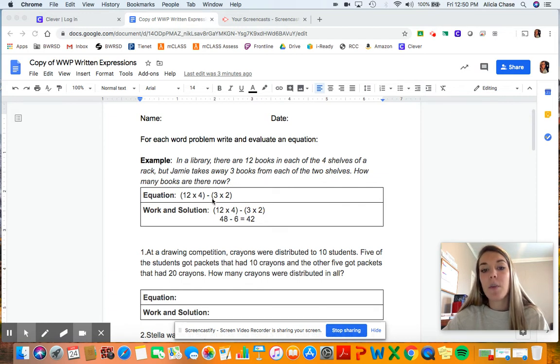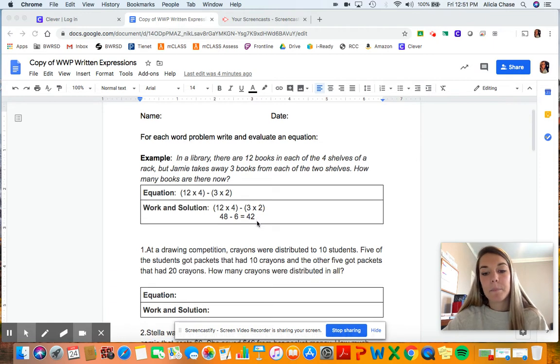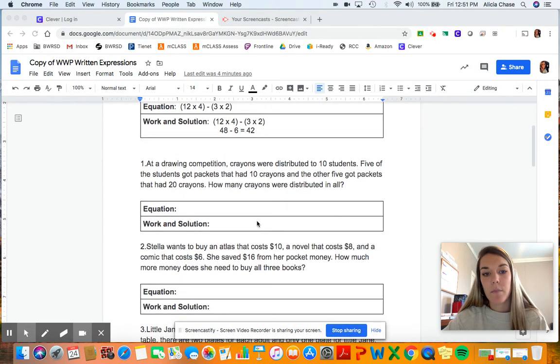She puts these in parentheses like this so that we know you need to group them together. So when you solve it, you're going to do each parenthesis. So she did 12 times 4 is 48 minus the next parenthesis, 3 times 2 is 6. So her answer was 42 books, okay? I'm going to look at the next one with you.